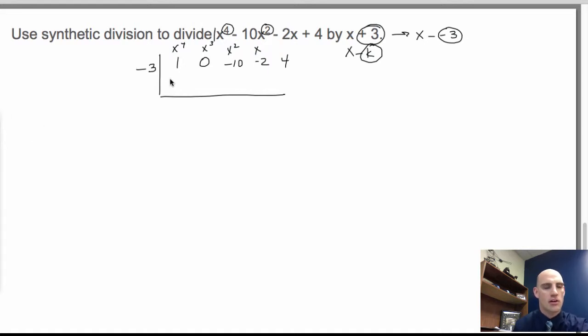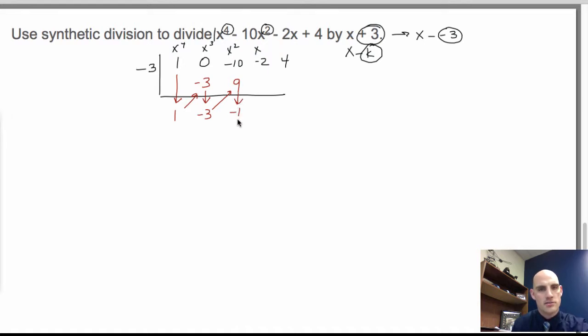Well, I have to get it started. So I'm going to bring down my 1. And as I bring down my 1, I'm going to multiply negative 3 times 1. So negative 3 is going to go here. Okay? Then I'm going to add. So 0 plus negative 3 would be negative 3. And then I'm going to multiply negative 3 times negative 3, which will give me 9. So I'm multiplying there. Then I'm going to add.